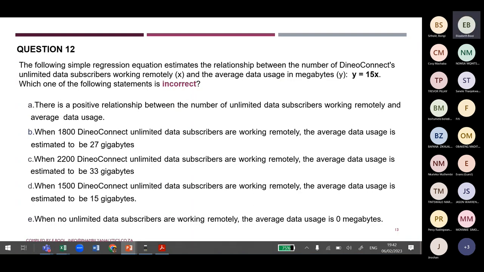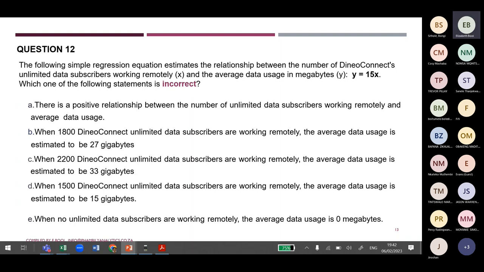The following simple regression equation estimates the relationship between the number of Dineo Connect unlimited data subscribers working remotely, which is our independent variable, and the average data usage in megabytes, which is our dependent variable. The regression line is given by y equals 15 times x, where 15 is your slope, and your slope in this instance is positive. I'm already giving you answers. Why am I doing that? Which one of the following statements is incorrect?